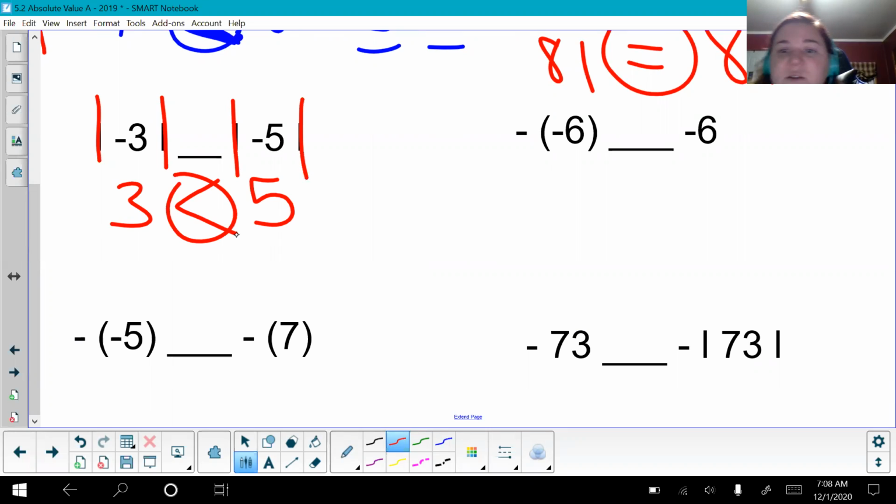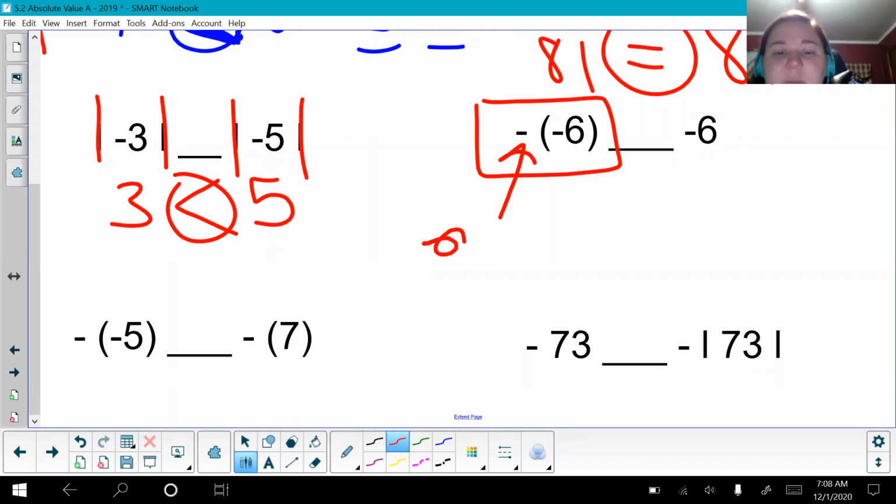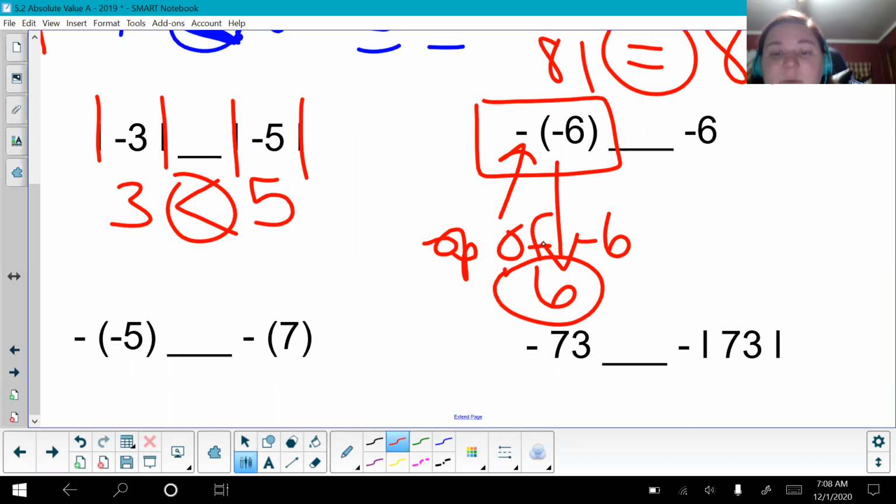Okay, let's go to this one. Oh, that is not brackets. I'm sorry, that's not bars, right? So what does this say? This says take the opposite of a -6, which is 6. So I have a 6 here. Or if you remember, opposite of a negative basically means cross them out, and you're left with just the number.